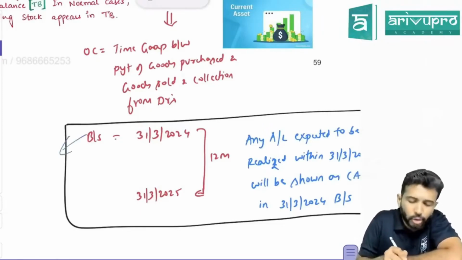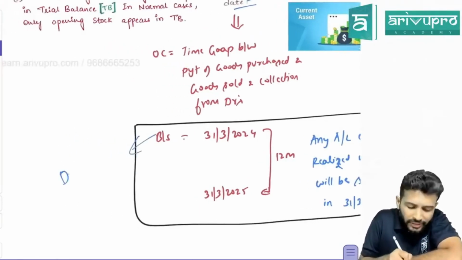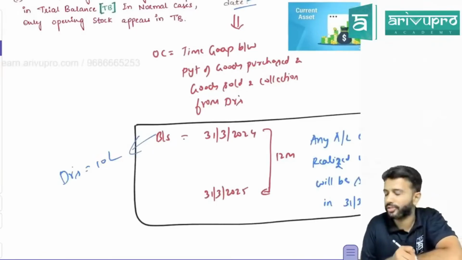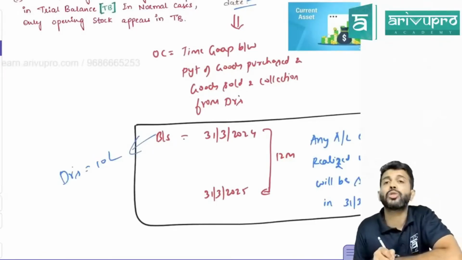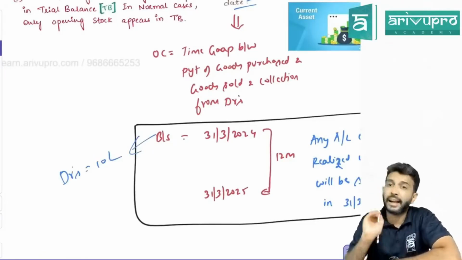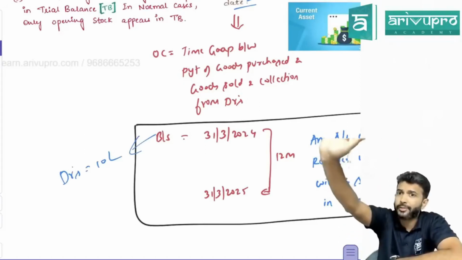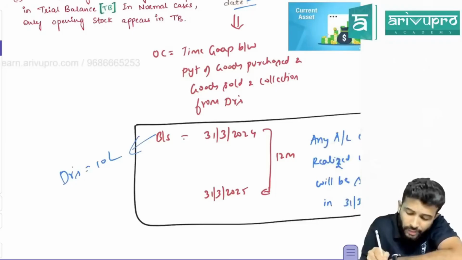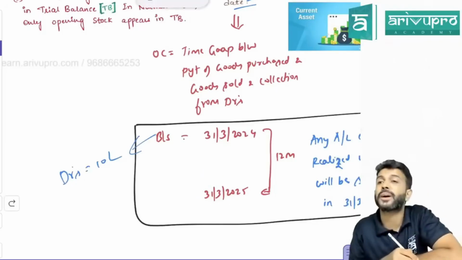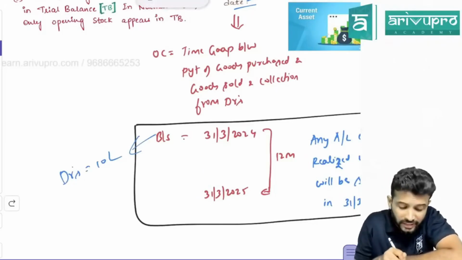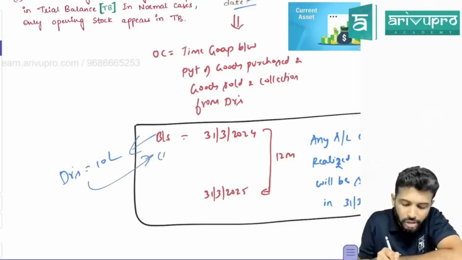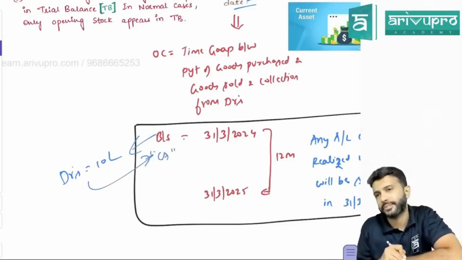In the balance sheet, you will show all assets. Suppose I have a debtor worth 10 lakh rupees. I have a debtor in my balance sheet, and I have to collect 10 lakh from this debtor. Now you have to check. If you are expecting to collect the money from him within 31st March 2025, then in this balance sheet, the debtor will be shown as a current asset.